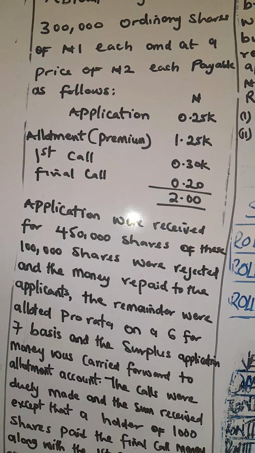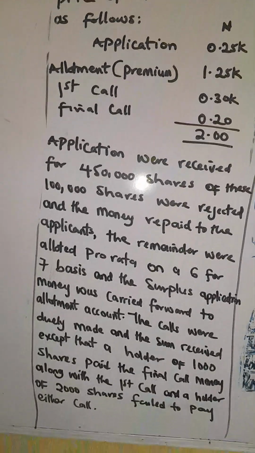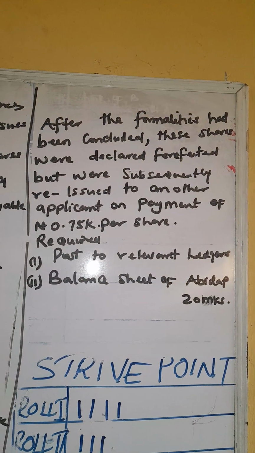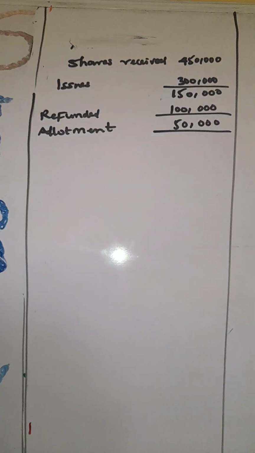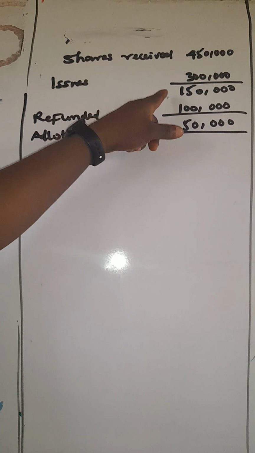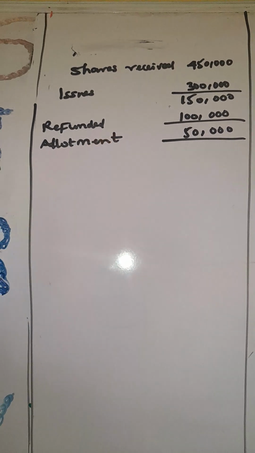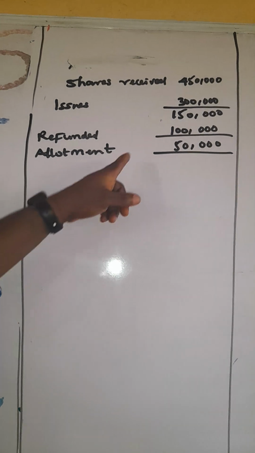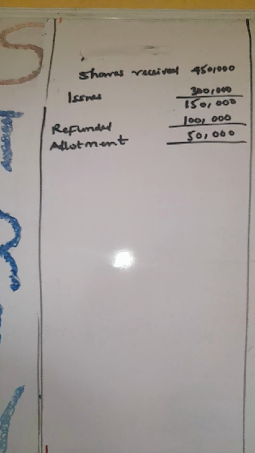So what is the first step in this question? This question is based on oversubscription. So let's look at the first step we need to compute before moving forward. Shares received is what? 450,000 shares. Shares issued is what? 300,000. So that gives us a surplus of 150,000. Of the 150,000, 100,000 shares were refunded to the applicants, while the balance of 50,000 should be transferred to what? Allotment account, based on the question.